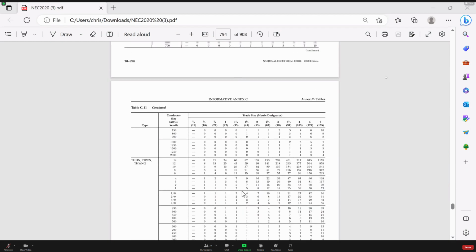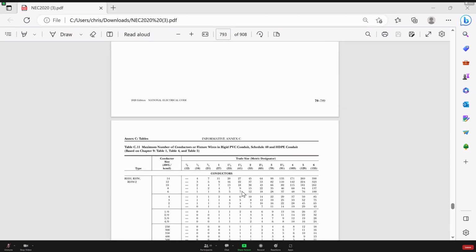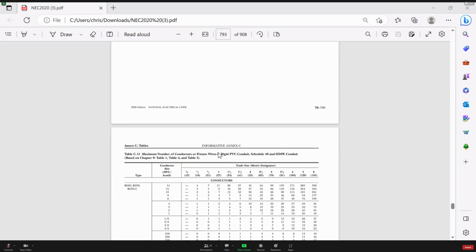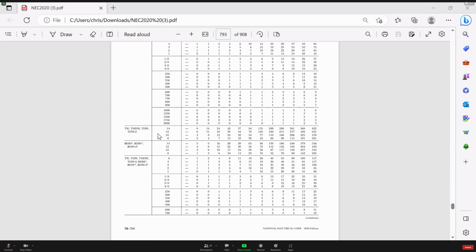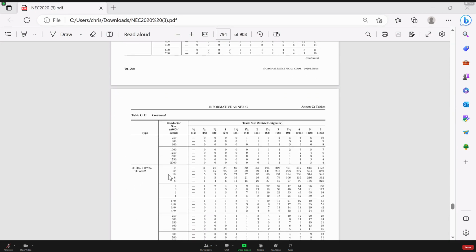Okay, so it's table C11. Boom. Rigid PVC schedule 40. Schedule 40 is what we want to be in. We want to scroll down to THHN, THWN, number 8 right here. And if we go to 13 of them, the next highest size is 16, which is 1.25 inches.